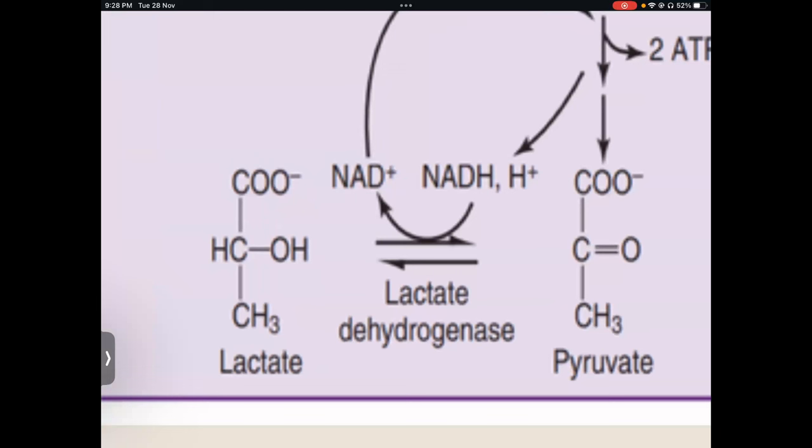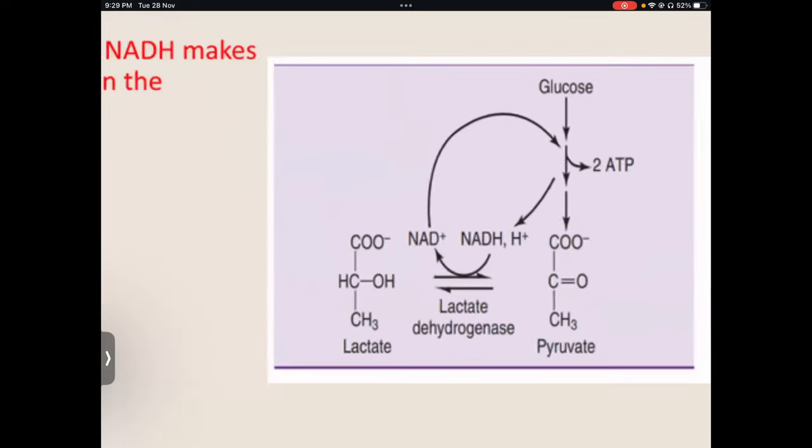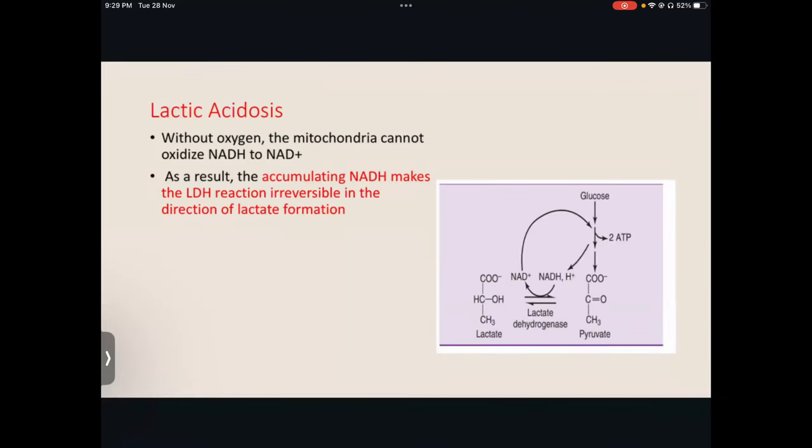It will shift heavily towards lactate because you have a lot of NADH and you want to regenerate the NAD plus from NADH. So it will keep making NAD plus, and in the process will make too much lactate. So this is another aspect of lactic acidosis.